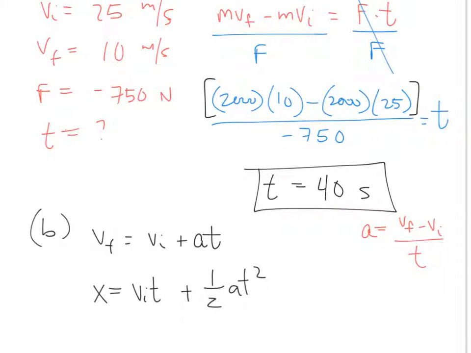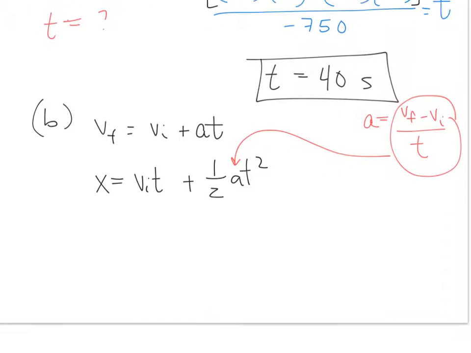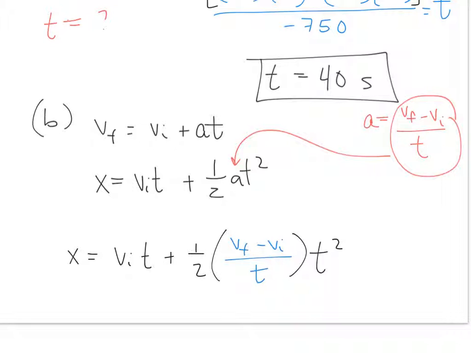You have the velocities that were given in this problem, so you could easily figure out the acceleration and then use that in the formula here. So either take this expression right here and plug that whole expression in for acceleration in the formula, or get a number for acceleration and plug that number in. Either way works. So this becomes x equals vit plus 1/2 at squared. And this, remember, is vf minus vi over time. That's what acceleration really is.